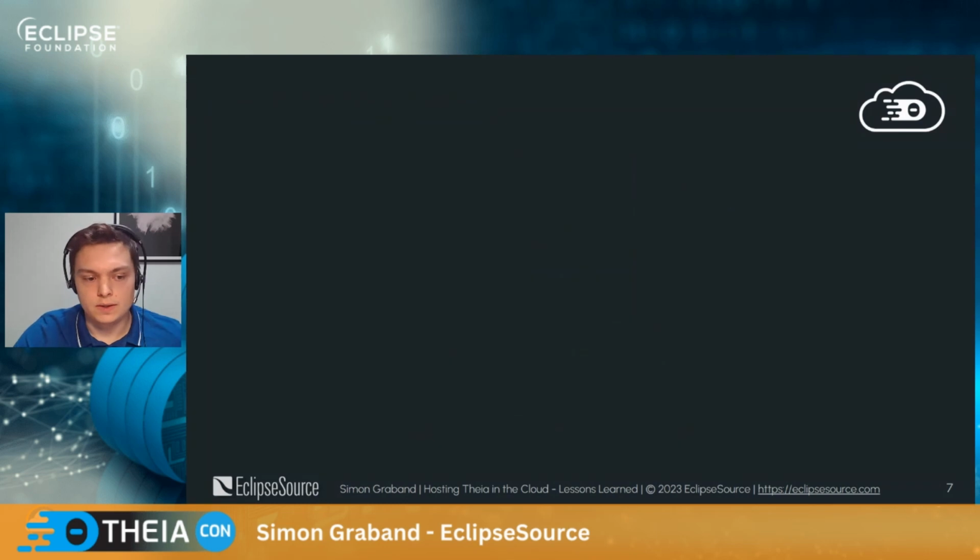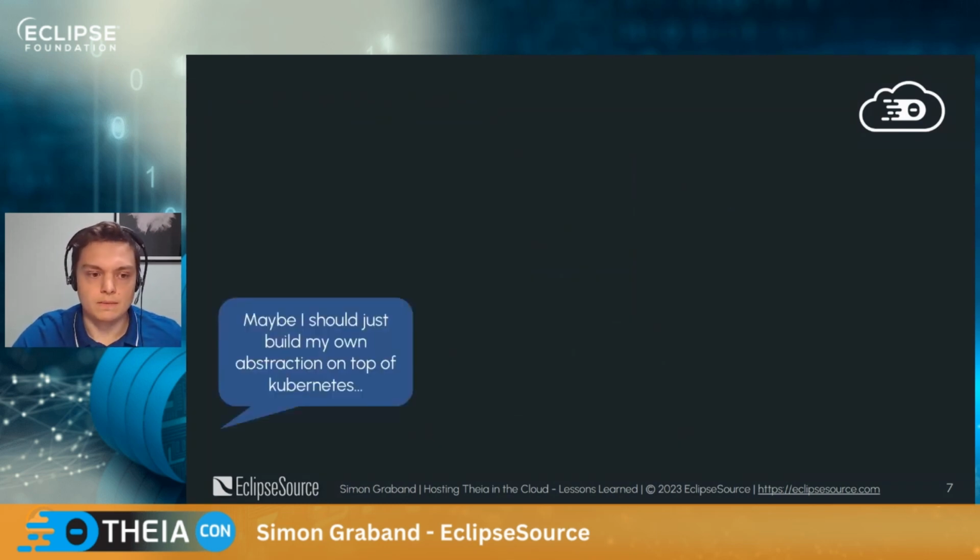So now that all sounds great, and maybe your question from the beginning might have now shifted to something like, maybe I should just build my own abstraction on top of Kubernetes, because that sounds really cool and it seems to be very helpful. And this is the point of the presentation where I would like to go over some of the hidden challenges we had while developing Theia Cloud. Why do I say hidden challenges?